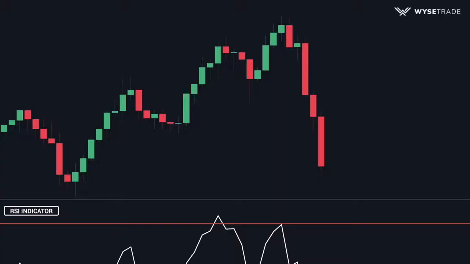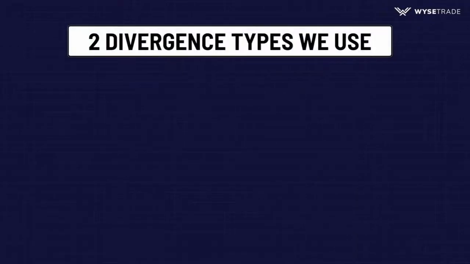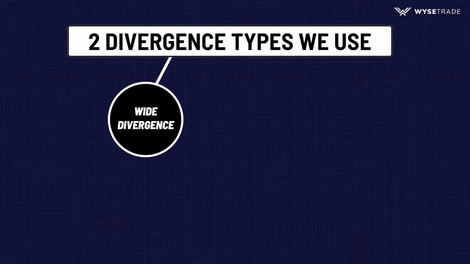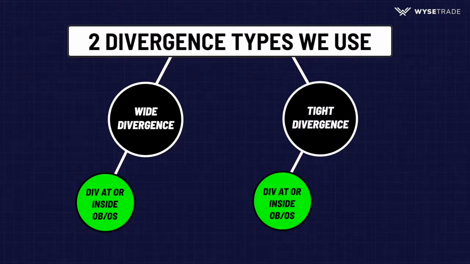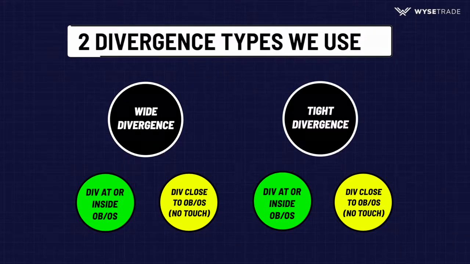Now, there are many kinds of divergences people use, but here are the main two types that we look for as part of our RSI strategy. First is wide divergence, and second is tight divergence. And under each type, there are two subtypes. Subtype 1 is when the divergence occurs at or inside of the overbought or oversold region. And subtype 2 is when the divergence occurs close to the overbought or oversold region, but does not touch.